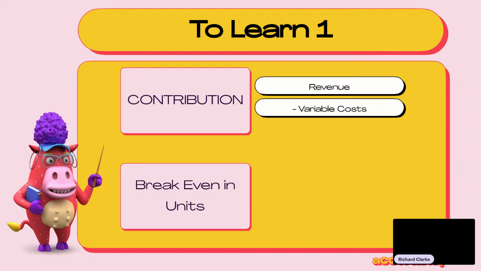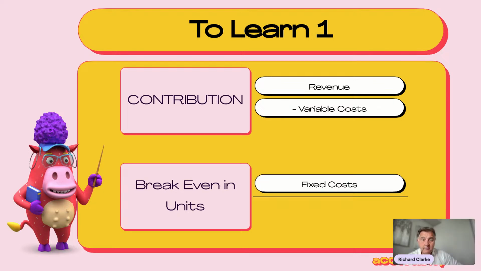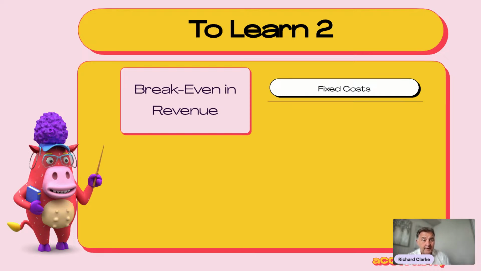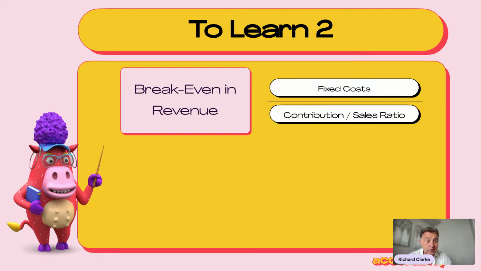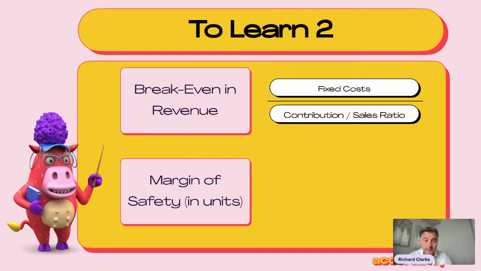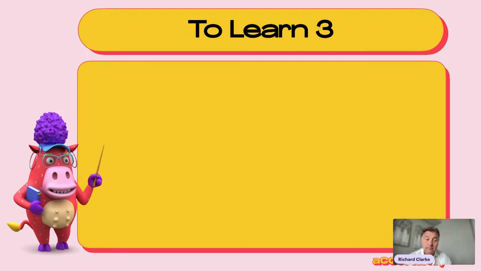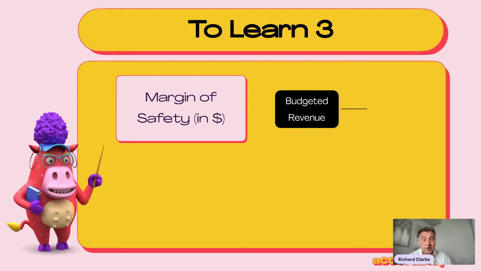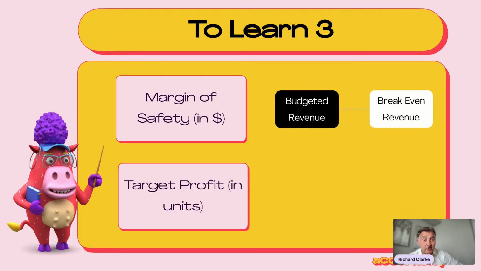Contribution, revenue minus variable costs. Break even in units, fixed cost divided by contribution per unit. Break even in revenue, can you remember? Fixed cost divided by contribution to sales ratio. Margin of safety in units, the easy one. Budgeted sales in units, take away break even in units. Next one we learned was margin of safety in dollars in revenue. So budgeted revenue compared to break even revenue.